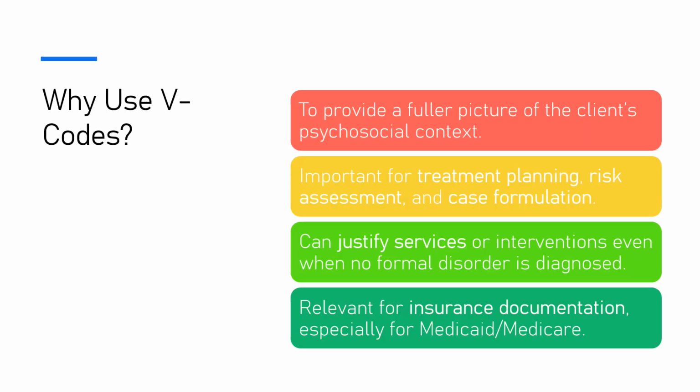So why do we use V codes? They create that clinical picture. They help us get a bigger clinical picture than just the diagnosis. For instance, if a client has bipolar disorder, of course we know there are issues with mood and depression and probably anxiety and impulsivity. But are there some other circumstances in the client's life that tend to lead into that disorder? They're also important for treatment planning, risk assessment, and case formulation. They can justify services or interventions even with no formal disorder diagnosed, and they're relevant for insurance documentation, especially for Medicaid and Medicare.